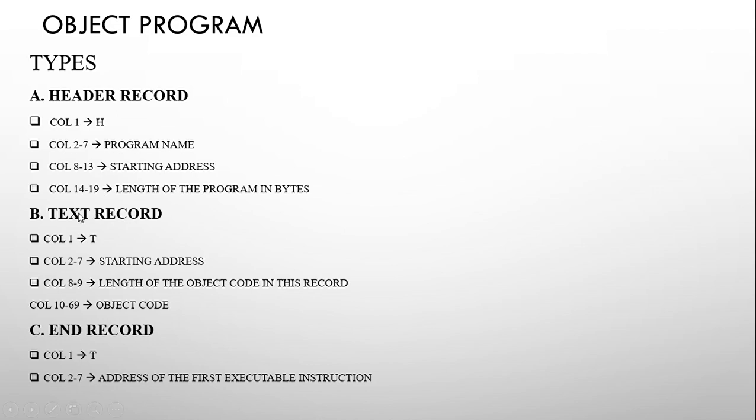Next, let us consider the text record. The second type is the text record. Here, in the text record, column 1 is T, columns 2 to 7 the starting address. Next, columns 8 to 9 the length of the object code in this record. Next, columns 10 to 69 the object code. Next, the end record. In the end record, we are having only a total of 7 columns. Out of 7, column 1 is E, columns 2 to 7 the address of the first executable instruction.